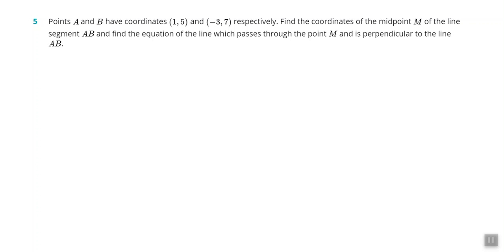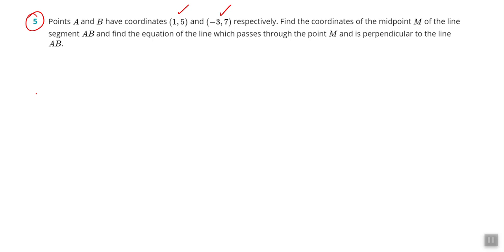This is for Year 11 Methods. We're going to look at Exercise 2E, question 5. So we have points on a line which are (1, 5) and (-3, 7). We want to find the coordinates of the midpoint of the line segment AB.